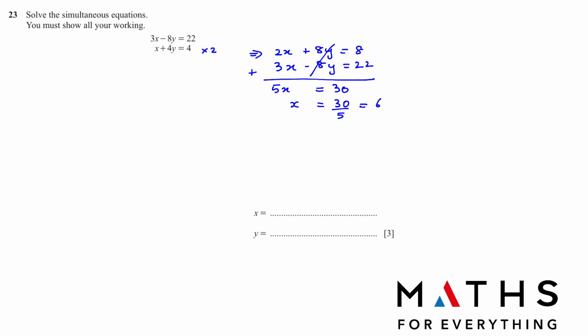You can choose which equation you want and in place of x, substitute 6. I'm choosing this one. So 6 plus 4y is equal to 4. 4y is equal to 4 minus 6, which is negative 2. Negative 2 divided by 4 will give us negative half. We found our x, which is 6, and our y, which is negative half.